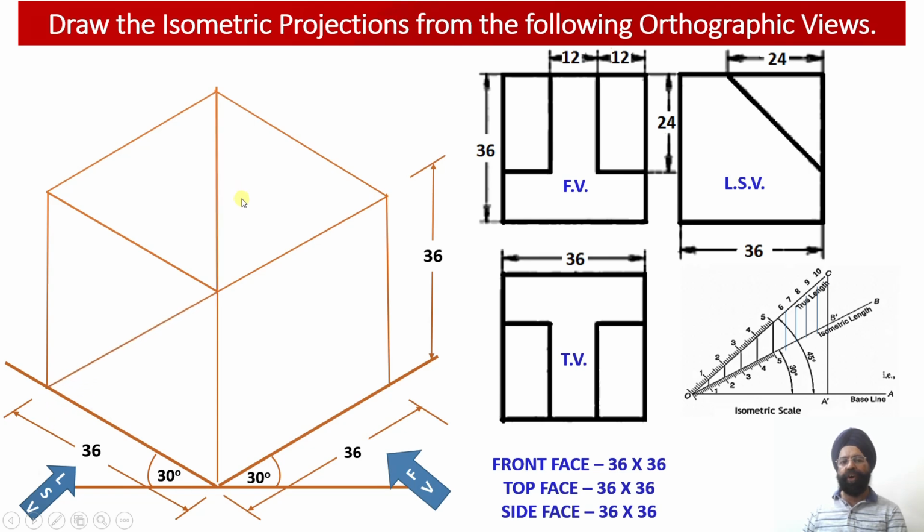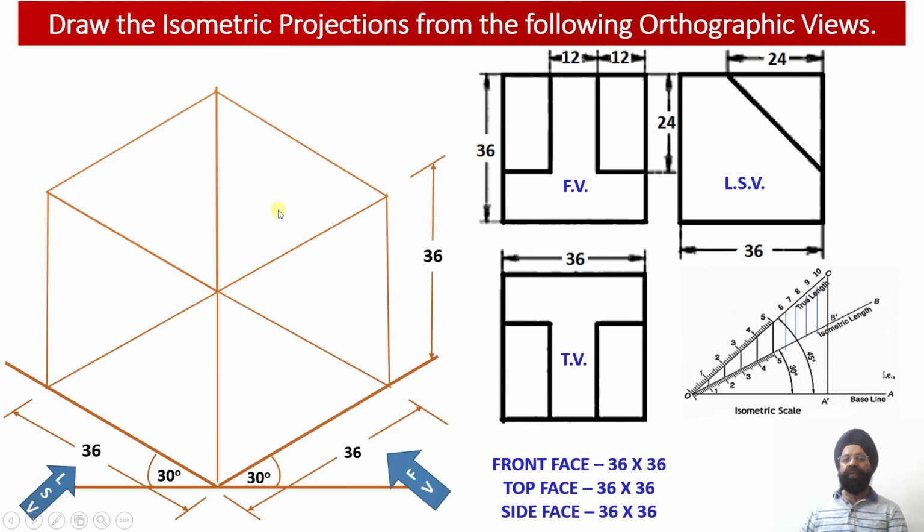Now once we have drawn the top face, we are going to complete the bottom face. Another three isometric edges have been drawn parallel to the x-axis, y-axis and z-axis, so that the base of the solid can be completed over here. Now we have obtained the front face, the left hand side face, and the top face of this solid.